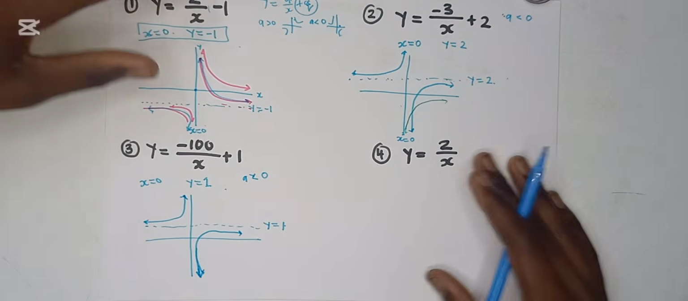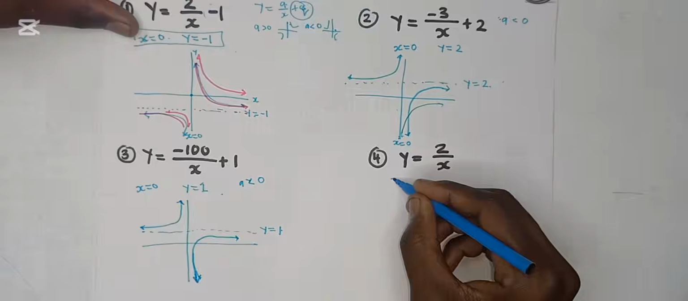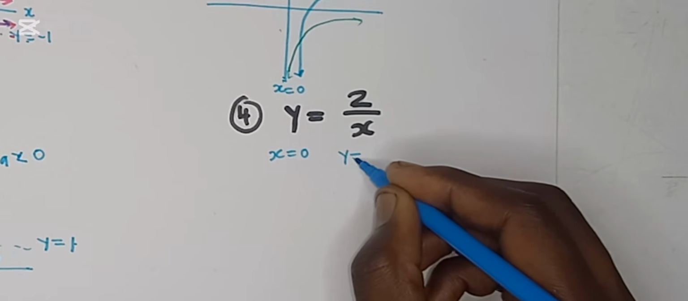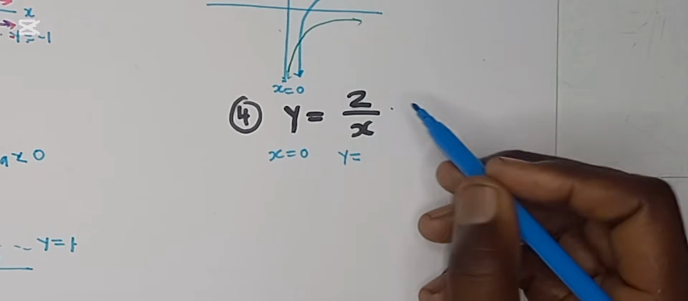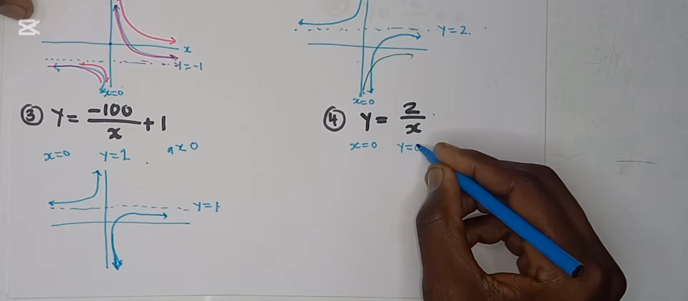So this is the type of graph. Now let's take a look at the last one. What will be the equation of the asymptotes here? The x value is going to be equal to 0, the vertical one. For the horizontal one, what is the value of q? The value of q is equal to what? It's equal to 0. So y is going to be equal to 0.